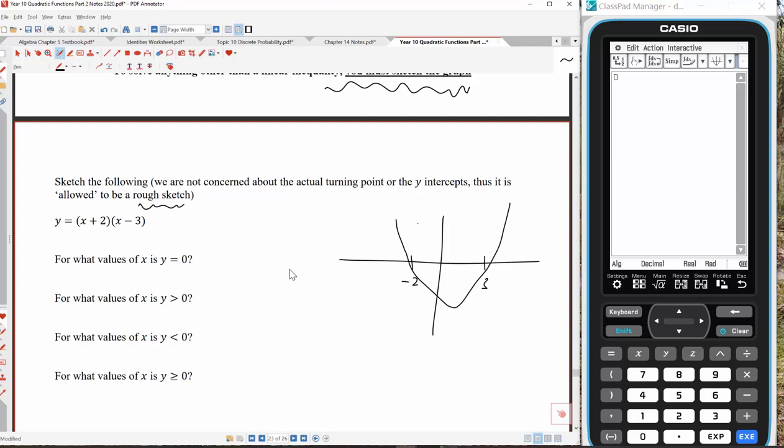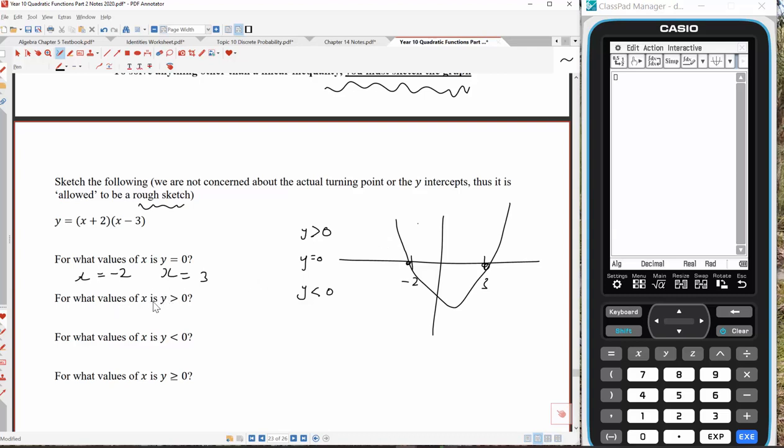What it's going to allow us to do is to answer the following questions. So along this line, y is equal to 0. Above the line, y is greater than 0. Below the line, y is less than 0. For what values of x is y equal to 0? Go along the line, and it's equal to 0 at x is equal to -2 and x is equal to 3, at those two values.